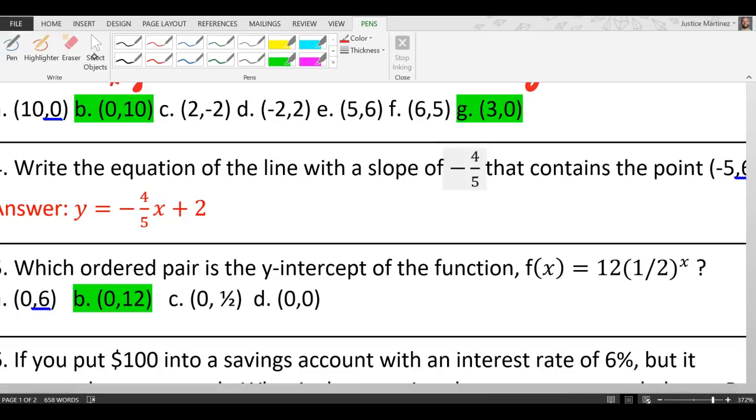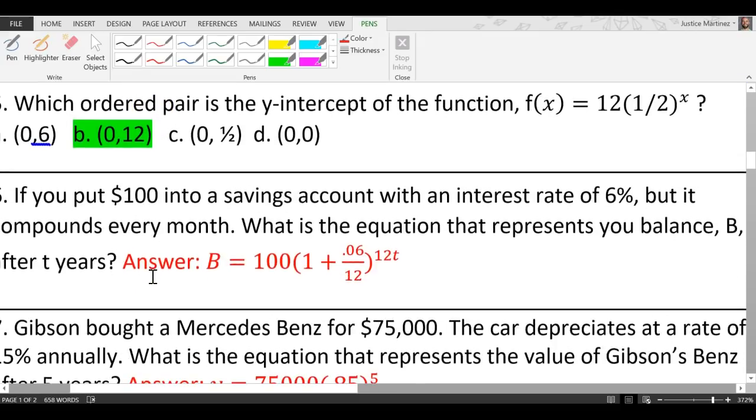Now, which of the following pairs is the y-intercept of the function? Well, the way we would do that is we would say x is 0, 1/2 to the 0 power is 1. 1 times 12 is, of course, 12. So 0, 12.